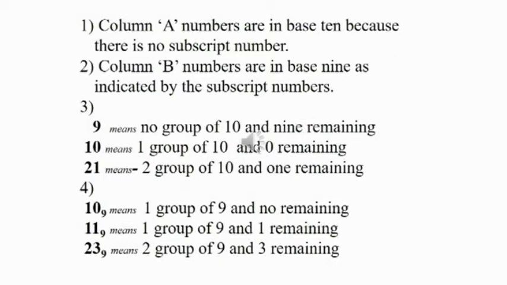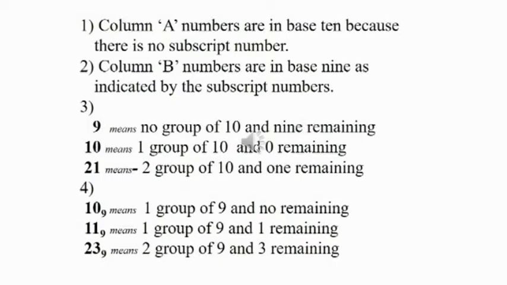To question 2, the possible answer is that column B numbers are in base 9 as indicated by the subscript number, and the number is 9. So when any number is written with a subscript beside another number, it means it is written in the base of that number.